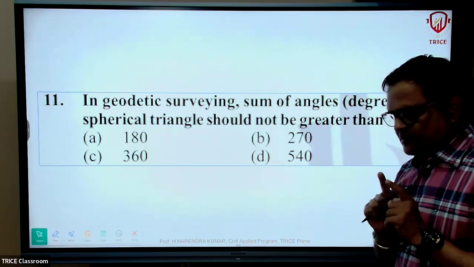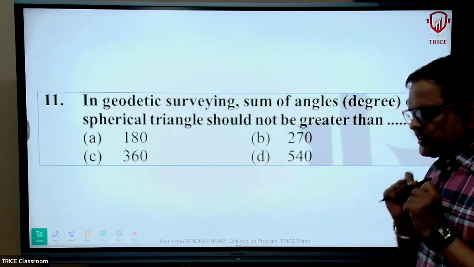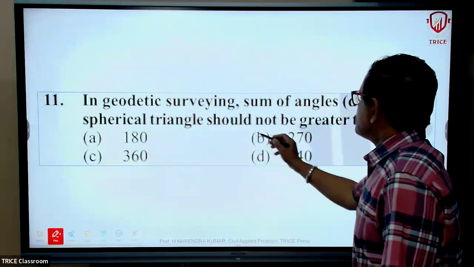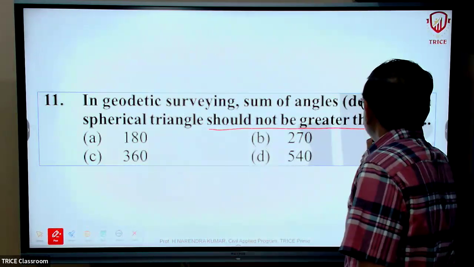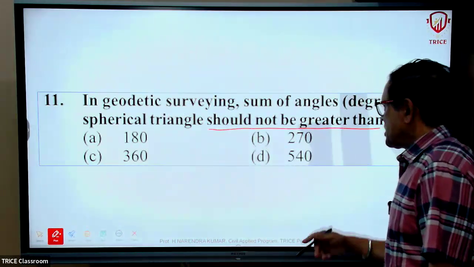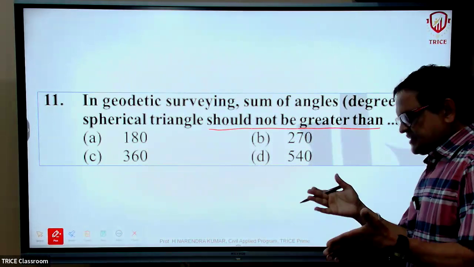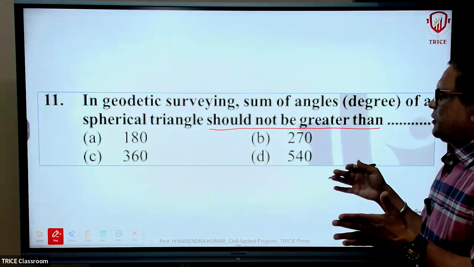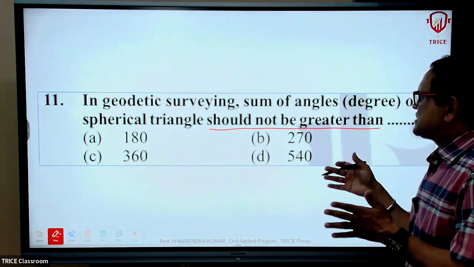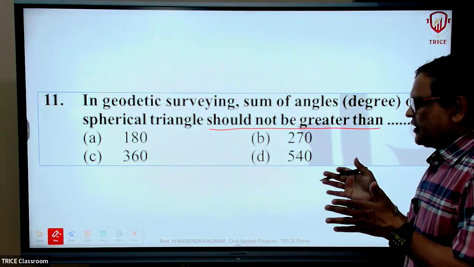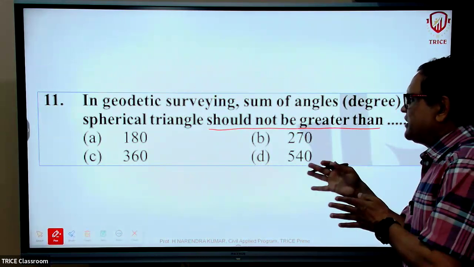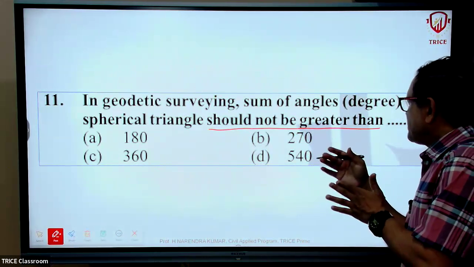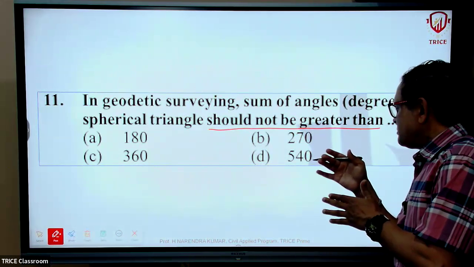That is why I said, read the question twice. It says should not be greater than. The sum of all the angles in a spherical triangle is in the range of 180 to 540. It should not be greater than 540. So which is the correct answer here, my dear students?